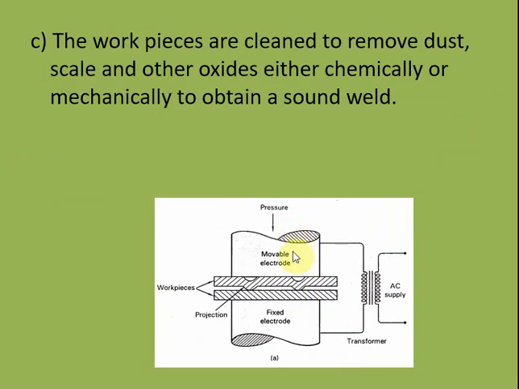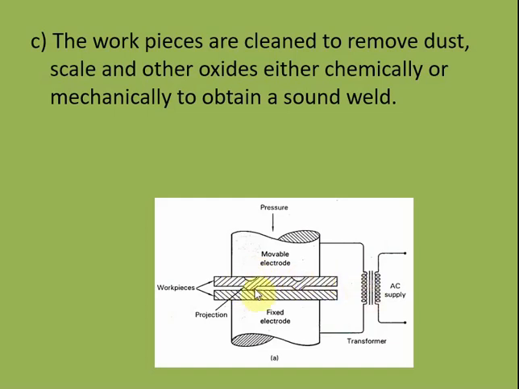Now we will clean the workpiece initially. The interface should be clean, free from all the dust. We can use either mechanical or chemical treatments. Once it is cleaned, we can keep the workpiece in between the electrodes. Then bring the movable electrode so that it touches the workpiece. Then switch on the supply.